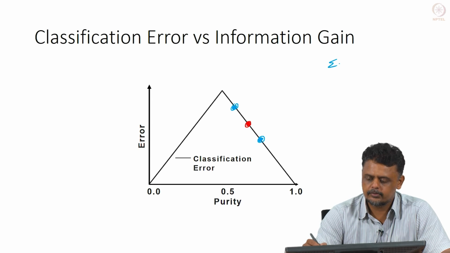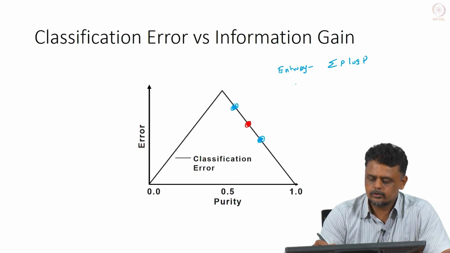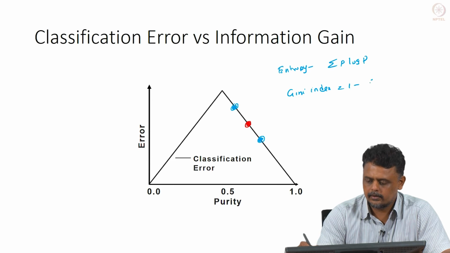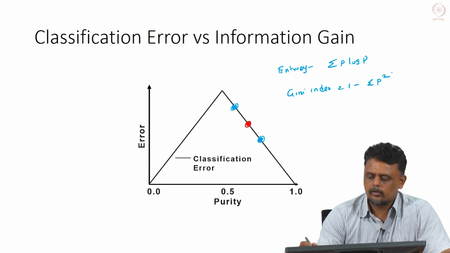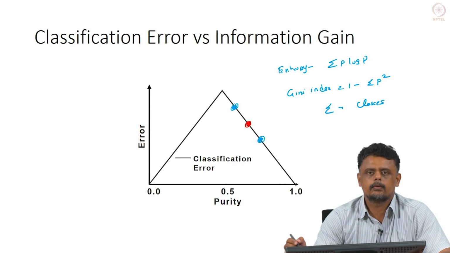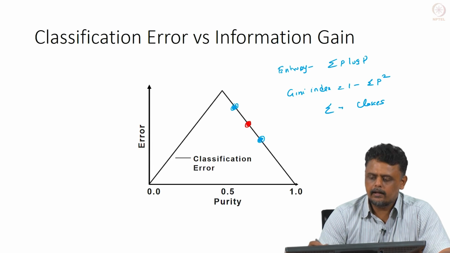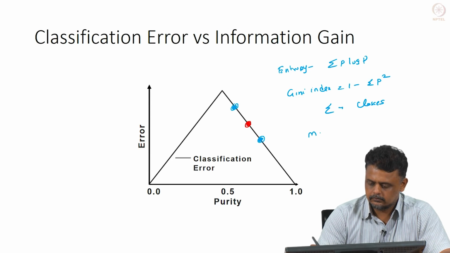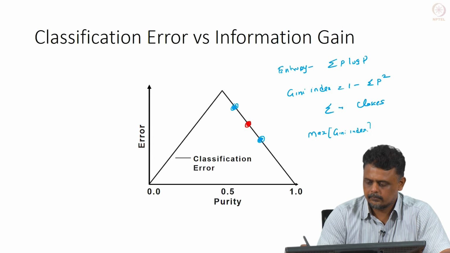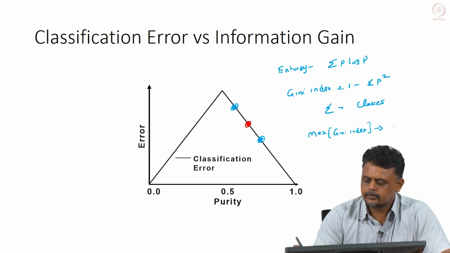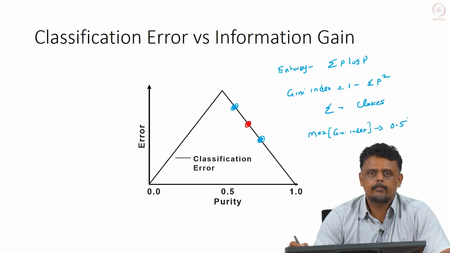However, if you look at the entropy formula, which is minus P log P, this is the entropy based split, okay, and we also have the Gini index, which is 1 minus summation P squared. Remember, the summation is over the classes, okay. So, the maximum value of the Gini index is 0.5, you can verify that.